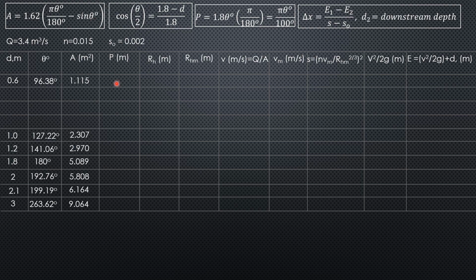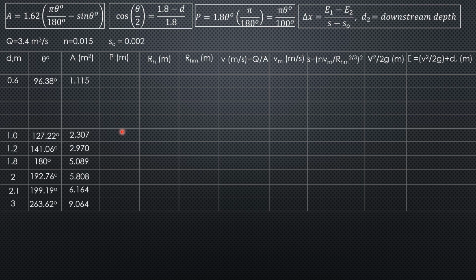The perimeter is simply pi theta over 100. This is the simplified form: 1.8 over 180 is 1 over 100. So pi theta over 100. So we only consider 1, 1.2, 2, and 2.1. We don't need that for 0.6, 1.8 and 3. Just 1, 1.2, 2, and 2.1 because we need to compute S later.